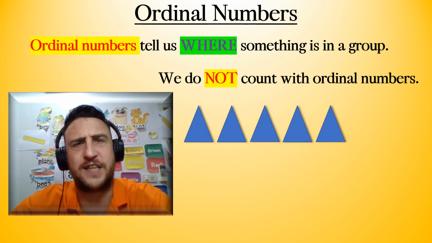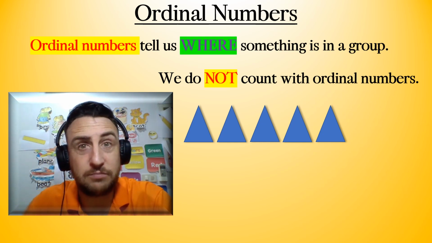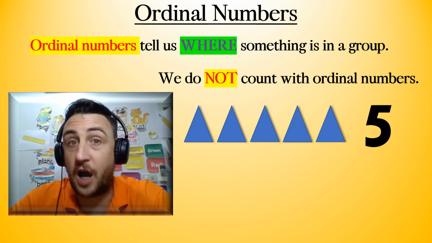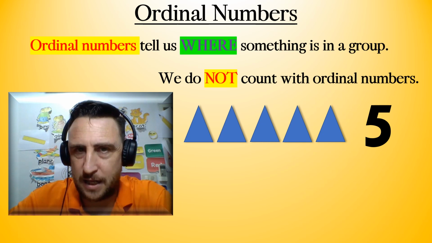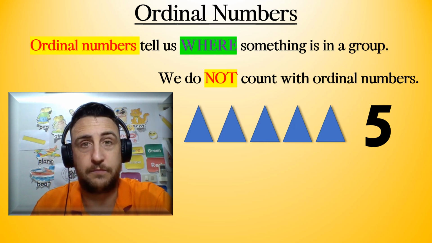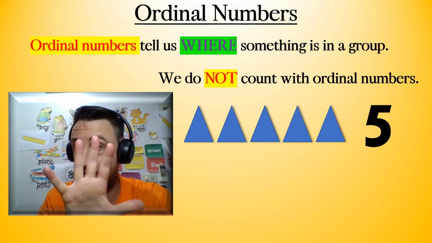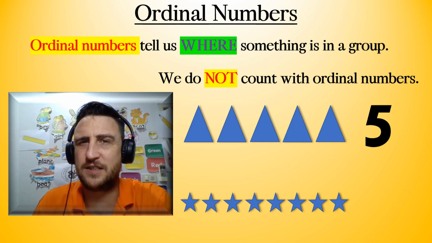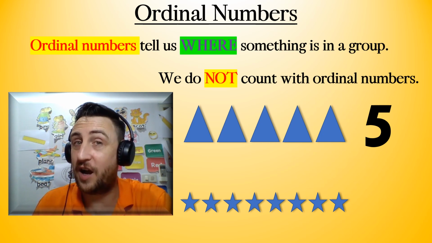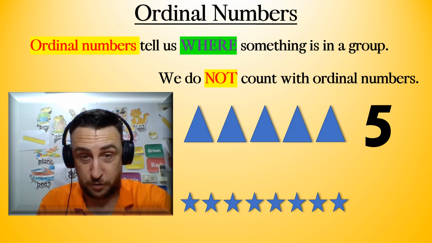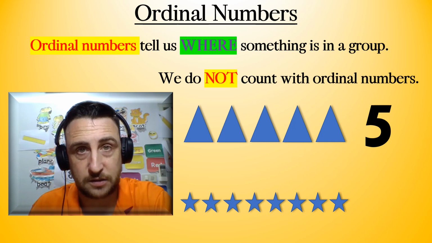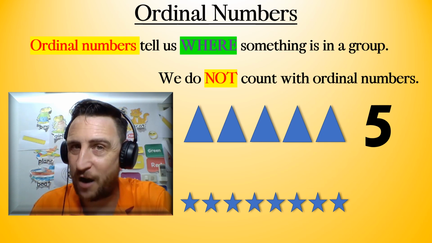How many triangles can you see here? There are 5. So we counted the triangles. I asked you the question, how many? There are 5. You counted them. So we used the word 5. Now let's look at these stars. How many stars are there? 1, 2, 3, 4, 5, 6, 7, 8. There are 8 stars because I asked you the question, how many?